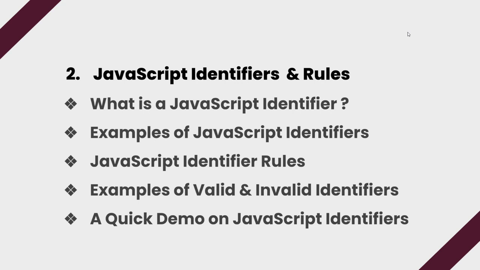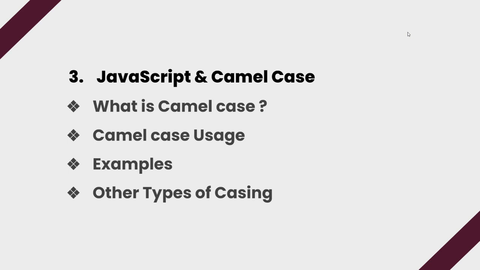By that, you would know that the valid identifiers here are the identifiers that are accepted by JavaScript, and the invalid identifiers are the ones that are not acceptable in JavaScript. We'll also see those. And at the end of this section, we'll have a quick rundown on how the JavaScript identifiers work.